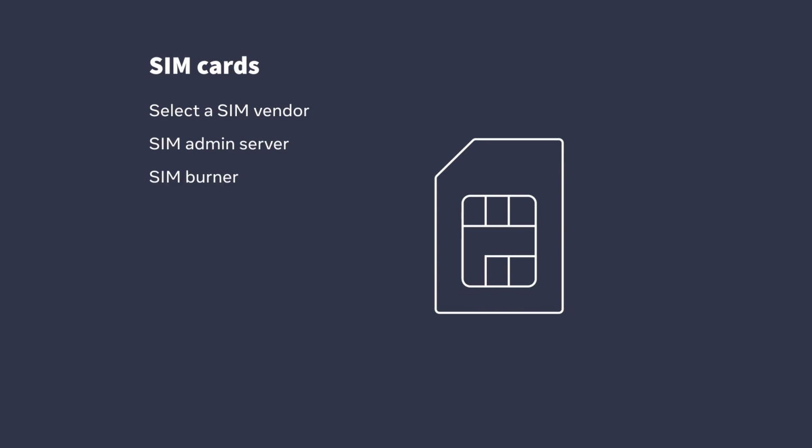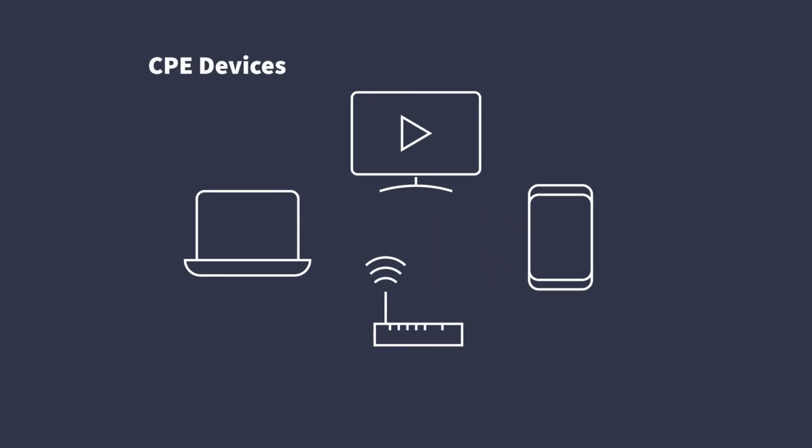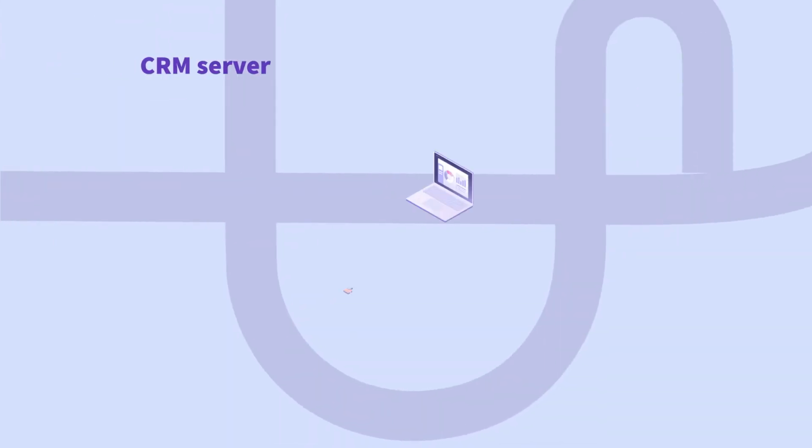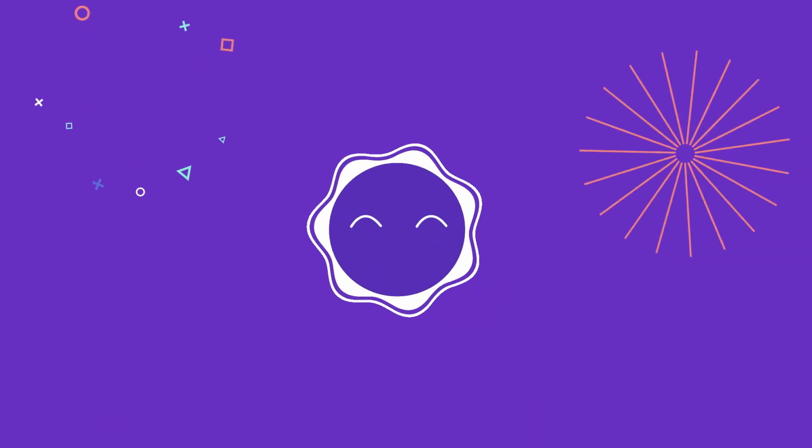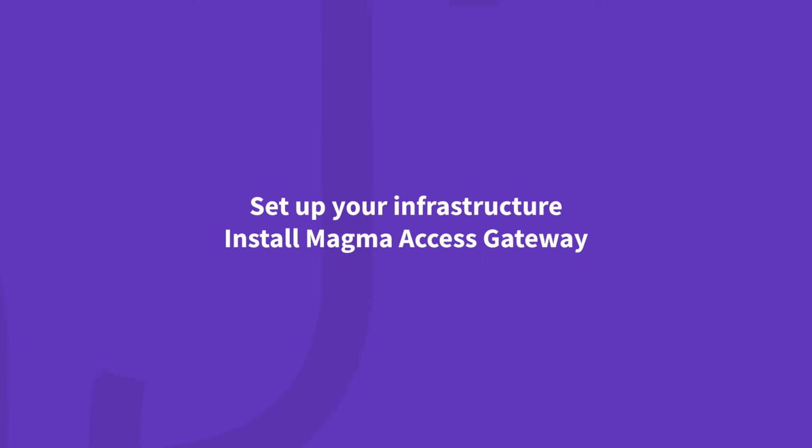Next, you'll need to get a SIM admin server and SIM burner to build your end users' SIM cards. You'll also need to choose the CPEs or mobile devices your customers will use to connect to your network. And finally, if you have your own CRM server, you can connect it to Magma, but for this demo, we'll assume that you use the Magma Orchestrator to configure your product offering. You've done it! You set up your mobile network. You're now ready to deploy your network.